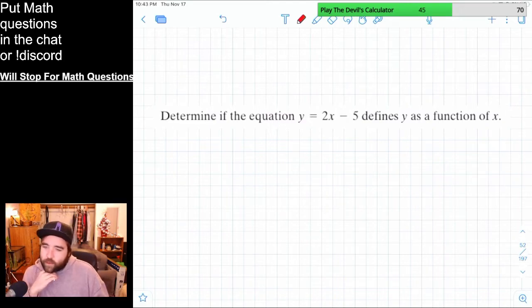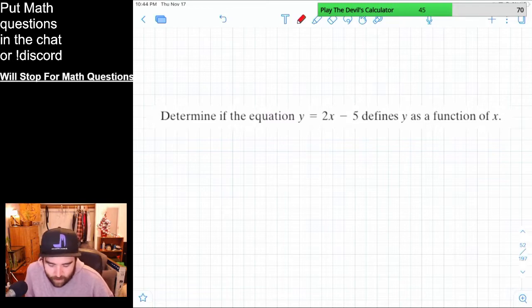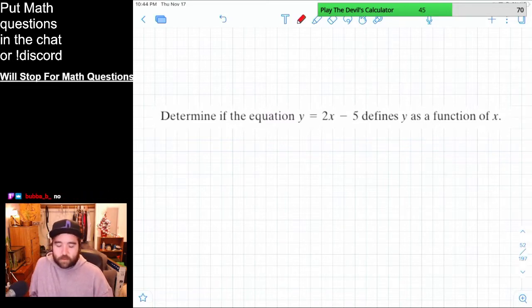So if you look at this equation, remember x is what we're putting in, y is what's coming out. And so if we put in a number for x, is there any possible way we could get two different numbers for y? I mean, no, right? If we put in 5 for x, we're just going to multiply it by 2, which only gets us one answer. And then we're going to subtract 5, which only gets us one answer.